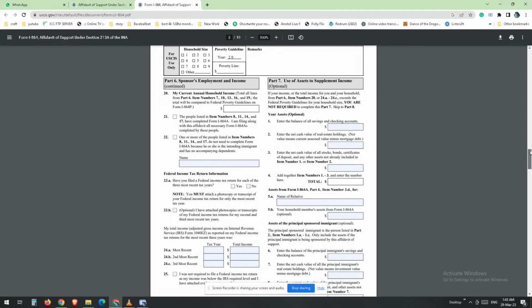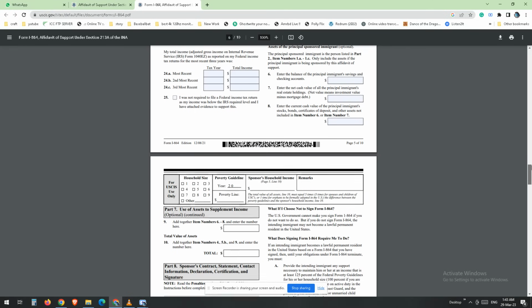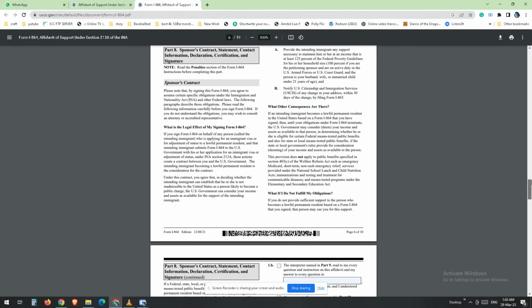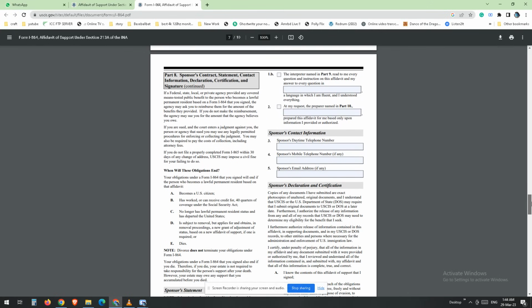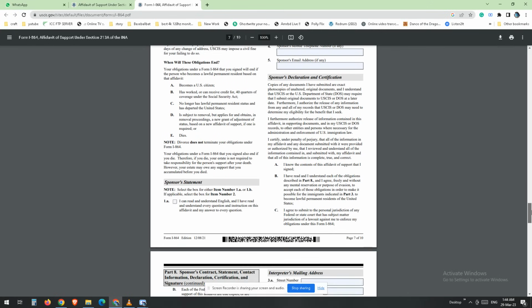Conclusion. US's Form I-864 is a crucial document required for most family-based immigration cases. The form ensures that the intending immigrant will not become a public charge, and that the U.S. government will not need to provide financial assistance to the immigrant. Completing US's Form I-864 can be a complex process, requiring extensive financial documentation and legal knowledge. It is recommended that sponsors consult with an experienced immigration attorney to ensure that they are completing the form correctly and meeting all of the requirements.